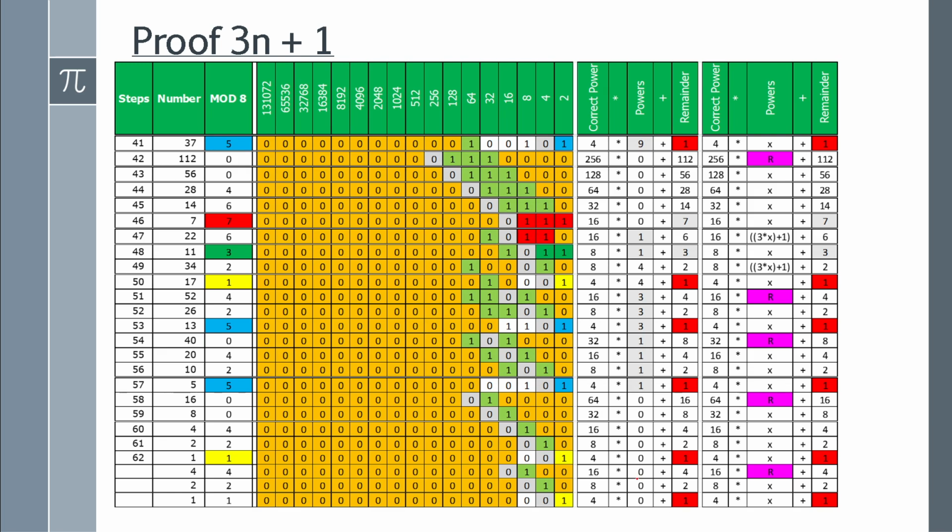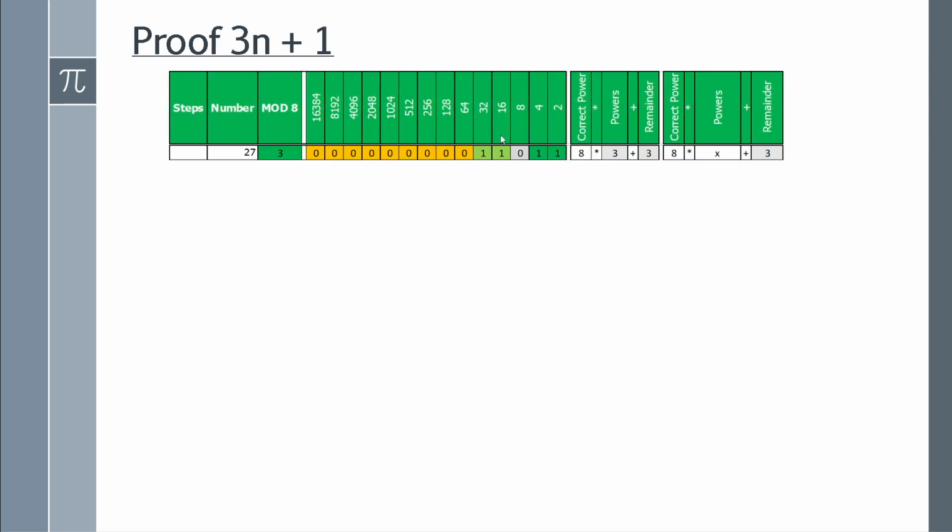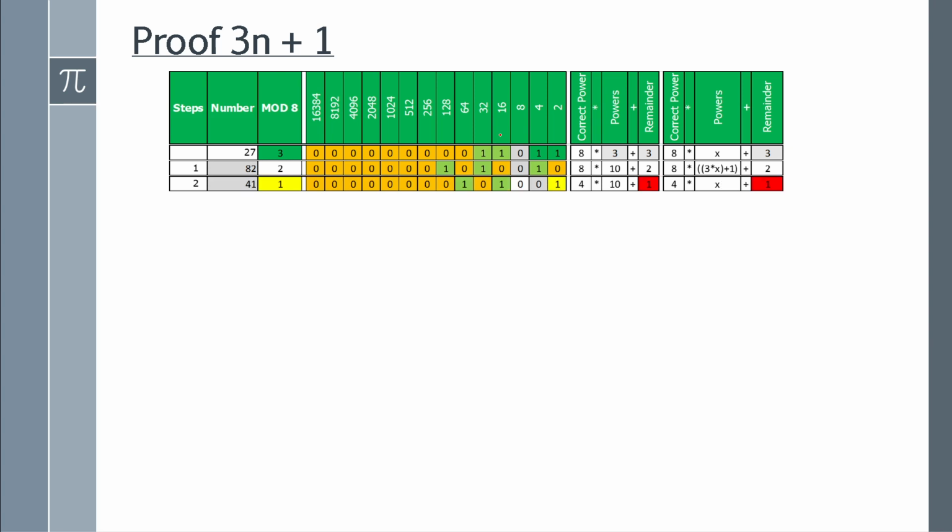All right, so now let's look at the number 27, the one that fascinates everybody. And what's cool to me is that we start with 3 on the power side and 3 in the remainder. And the first 2 steps, we get to the number 41. Right, and so I want to just grab this real quick.